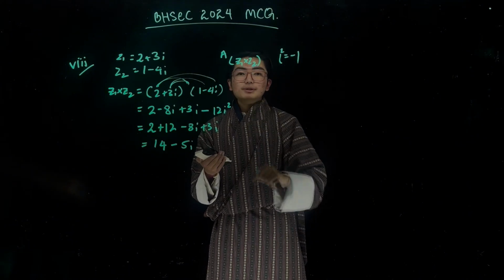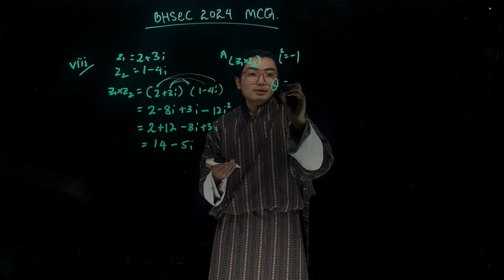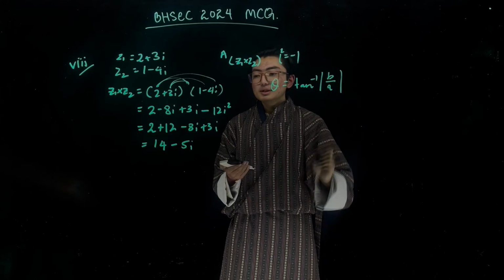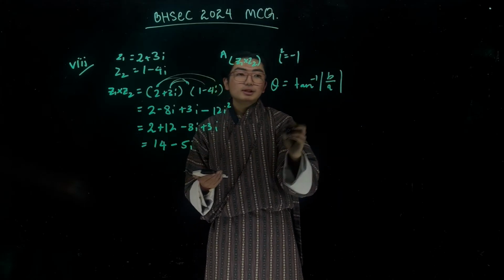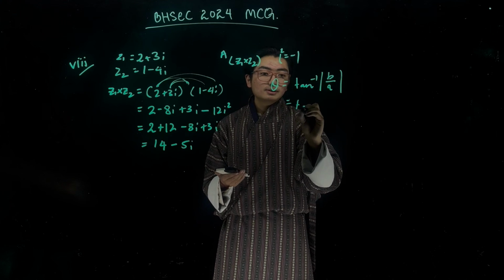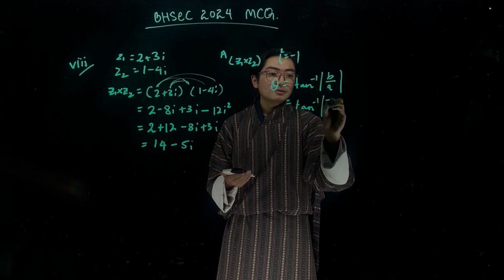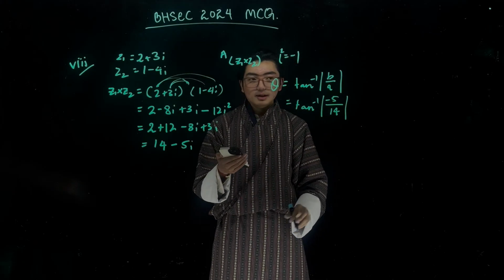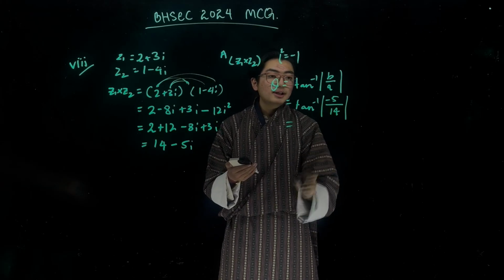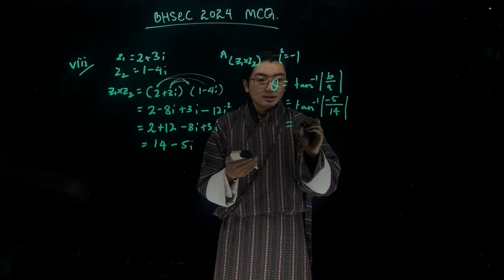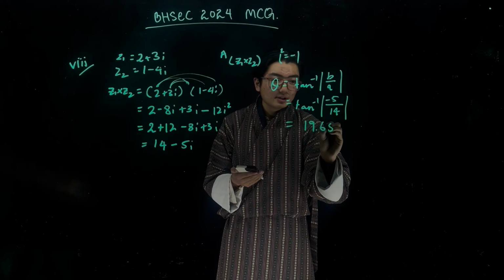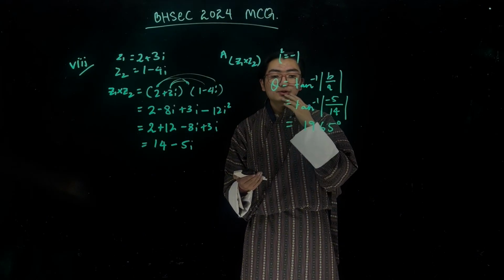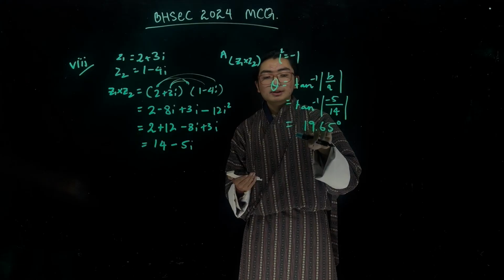Now to find the amplitude, first let's find the theta. So theta is tan inverse of modulus b by a. So in this case, b is -5 and a is 14. So we basically substitute it here. So tan inverse of modulus of -5 over 14. And since there's modulus, we can directly ignore the negative sign. So we get approximately 19.65 degrees.